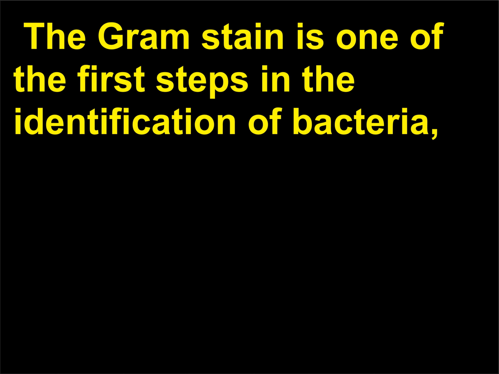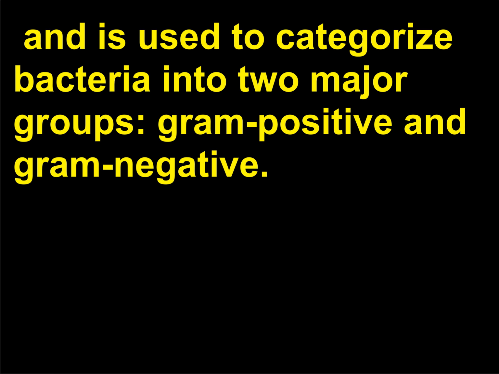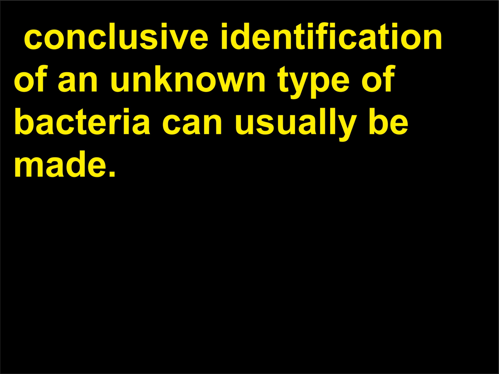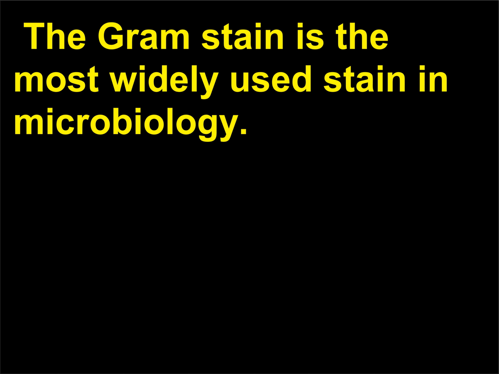The gram stain is one of the first steps in the identification of bacteria, and is used to categorize bacteria into two major groups, gram-positive and gram-negative. When the gram stain is combined with other information on cellular morphology and biochemical characteristics, conclusive identification of an unknown type of bacteria can usually be made. The gram stain is the most widely used stain in microbiology.